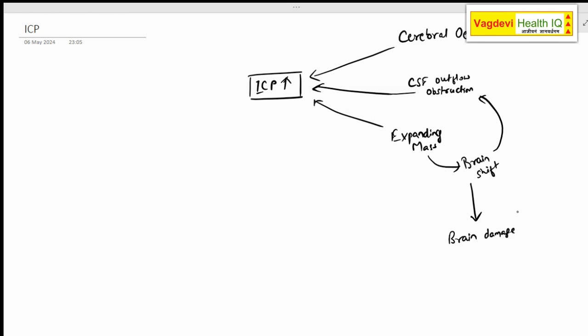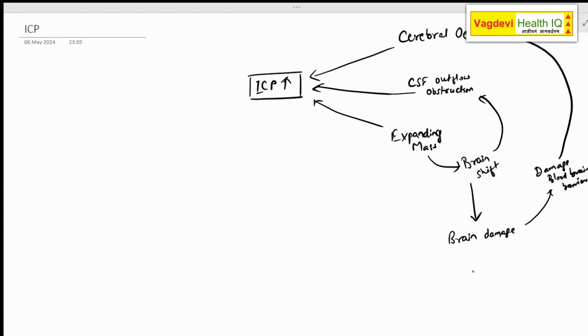So brain damage causing what? It is actually affecting even the blood brain barrier, damaging the blood brain barrier, we were talking about earlier, right? Same thing, blood brain barrier. So suppose the blood brain barrier is damaged, it will cause what? Cerebral edema.